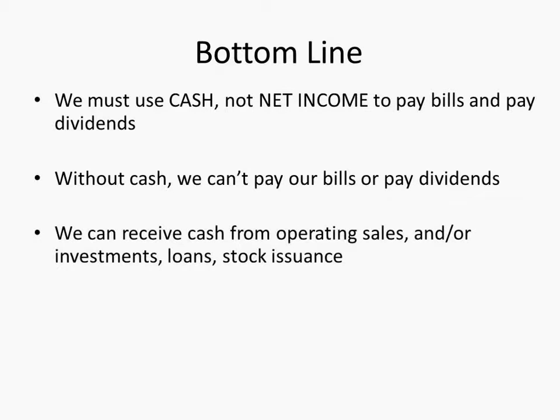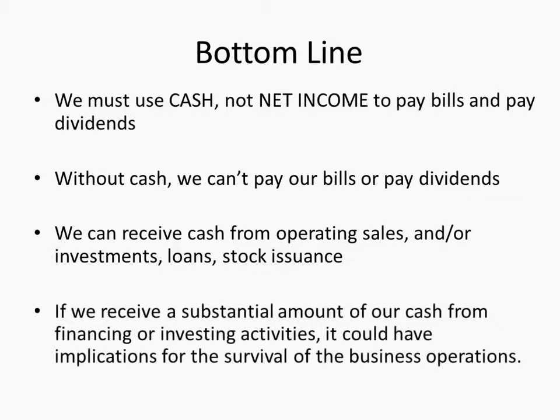We can receive cash from sales, from investments, from loans, and from issuing stock, as we saw. But if we receive a significant amount of cash from these financing or investing activities, like loans or stock issuance, it could have implications for the survival of our business operations. That's why we need to show those three sections separately, because they each have different implications.